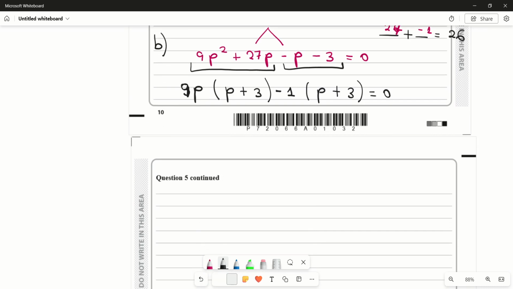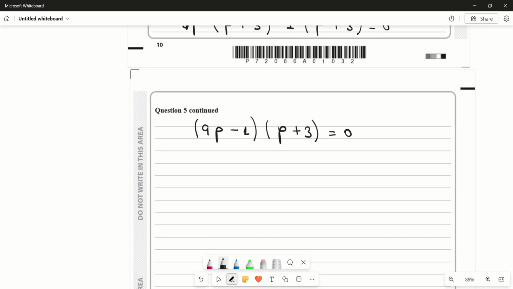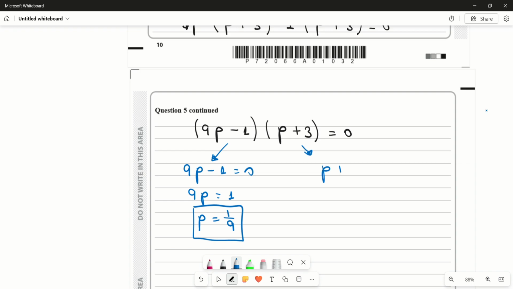Now I can fully factorize this. Will give us 9p minus 1 as well as p plus 3 equal to 0. So if I'm going to equal the first bracket to 0, I have 9p minus 1 equal to 0. If I rearrange, 9p is equal to 1. Value of p must be 1 over 9. This is the first value. Now if I equal to 0 the second bracket, p plus 3 equal to 0. Once I rearrange, this becomes p equal to minus 3.